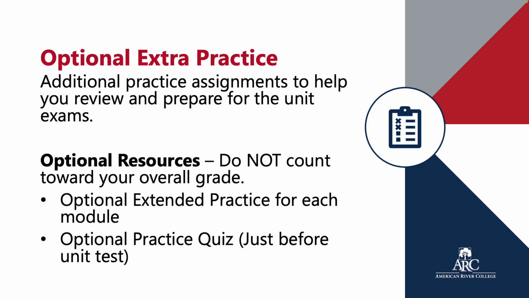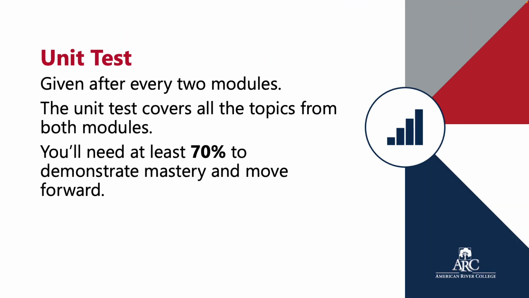So after the pretest, you'll find a place in the module where there are optional extra practice assignments. The optional resources do not count toward your overall grade. Within each module, you'll find an optional extended practice for each module. In the optional extra practice section, you'll find an optional practice quiz just before the unit test. Unit tests are given after every 2 modules. The unit test covers all the topics from both modules. You'll need at least a 70% to demonstrate mastery and to move forward.